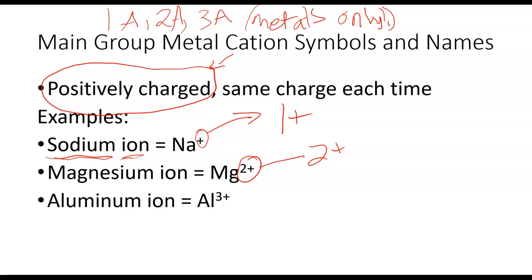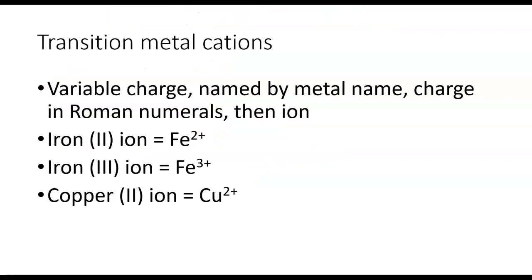These are to be distinguished from the transition metal cations. So most of these are group B, although we do have a few others. You'll get to know these better in the lab. So these are variable charge. They're named by the metal name. We have the charge in Roman numerals and then the word ion.